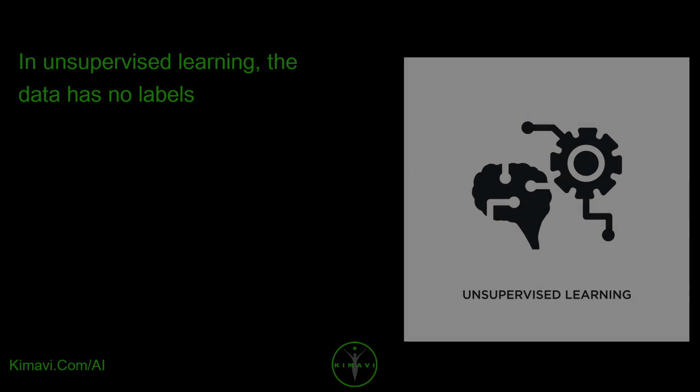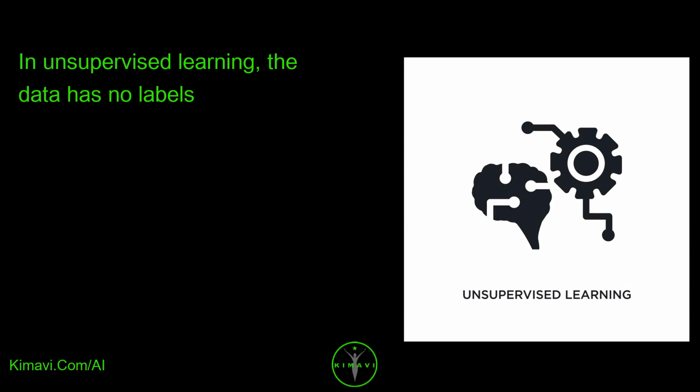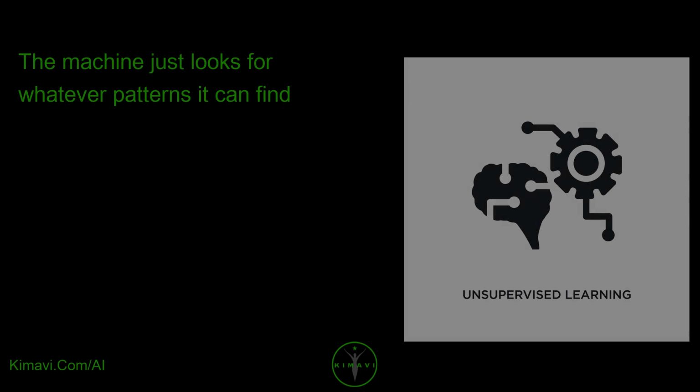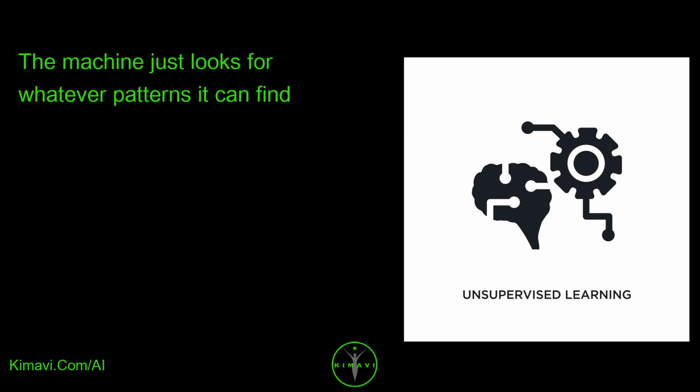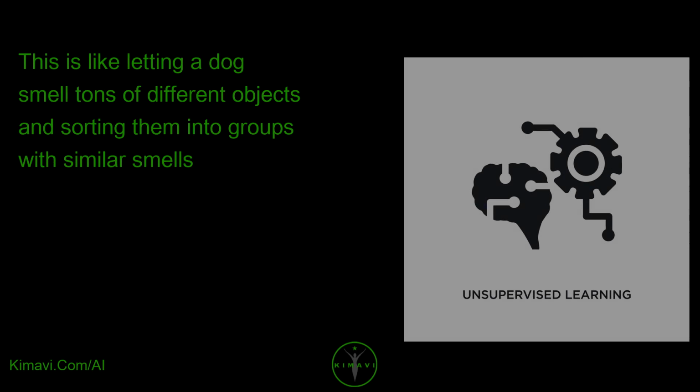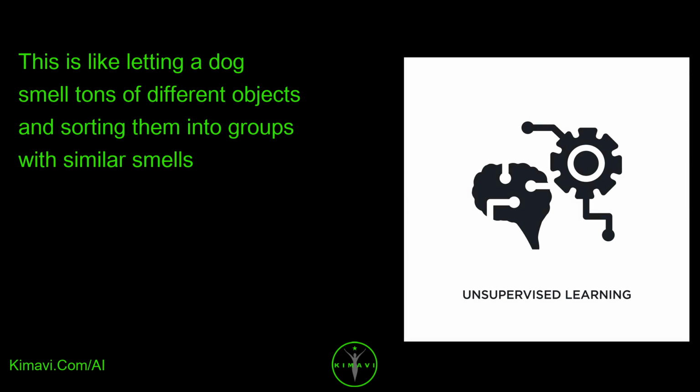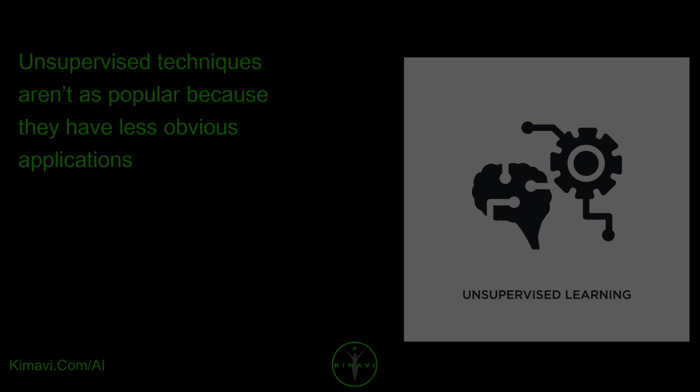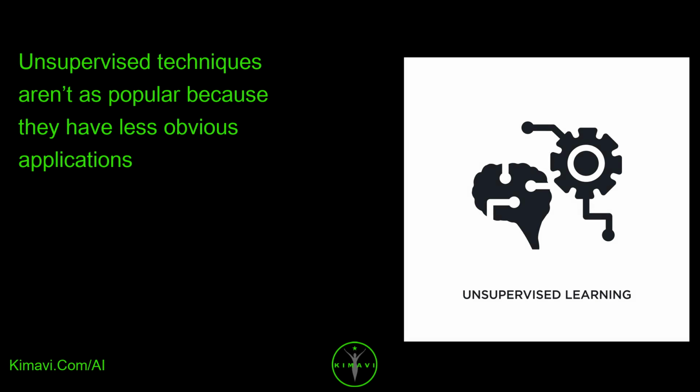In unsupervised learning, the data has no labels. The machine just looks for whatever patterns it can find. This is like letting a dog smell tons of different objects and sorting them into groups with similar smells. Unsupervised techniques aren't as popular because they have less obvious applications.